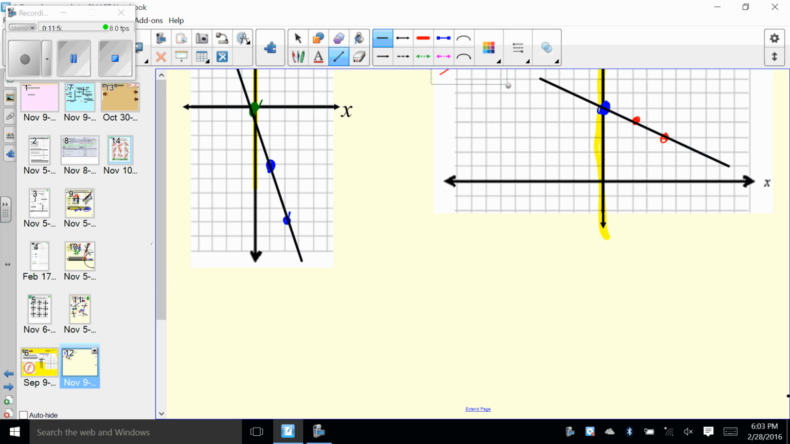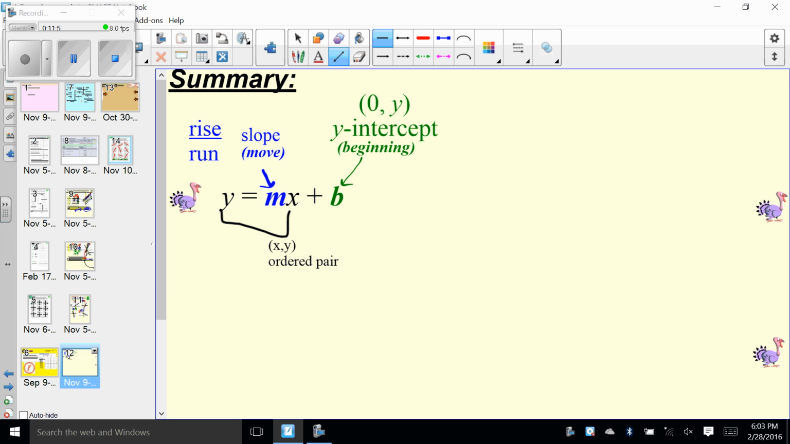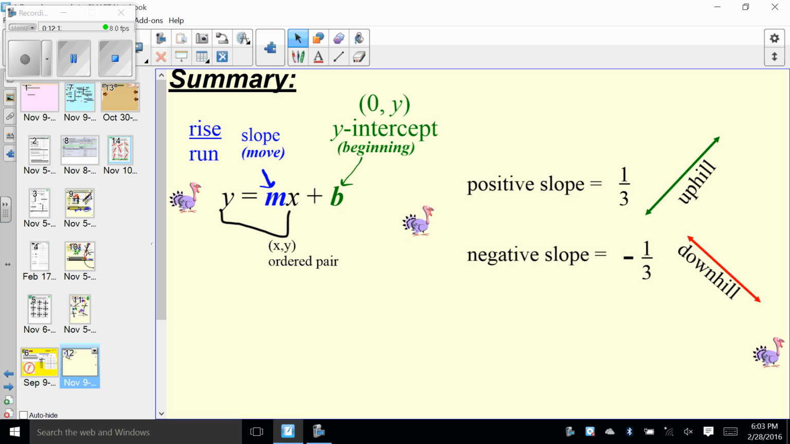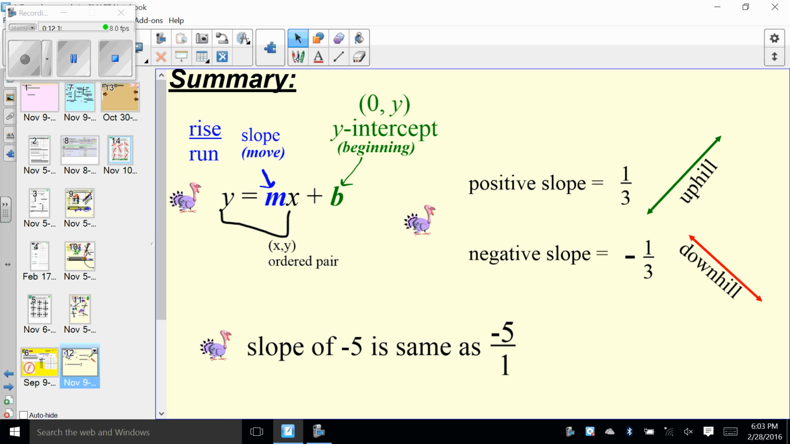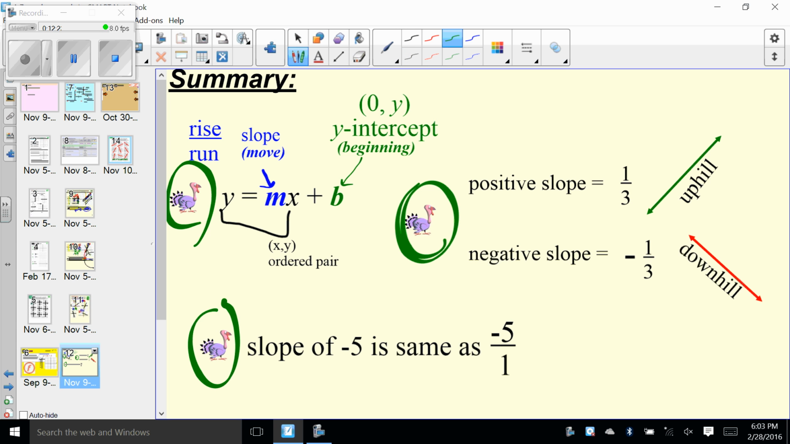So that's our summary for how we fast graph. We find the b, we work our slope from there. Just for summary today, remember that it's y equals mx plus b. All these things that are on the screen are very important. Slope is how we move. Y-intercept is the beginning. We rise, run. We have an xy ordered pair. All those things are very, very important in our work. And also, remember positive slopes are going uphill and negative slopes are going downhill. So those are 3 important things today. And then finally, a slope of -5 really means -5/1.